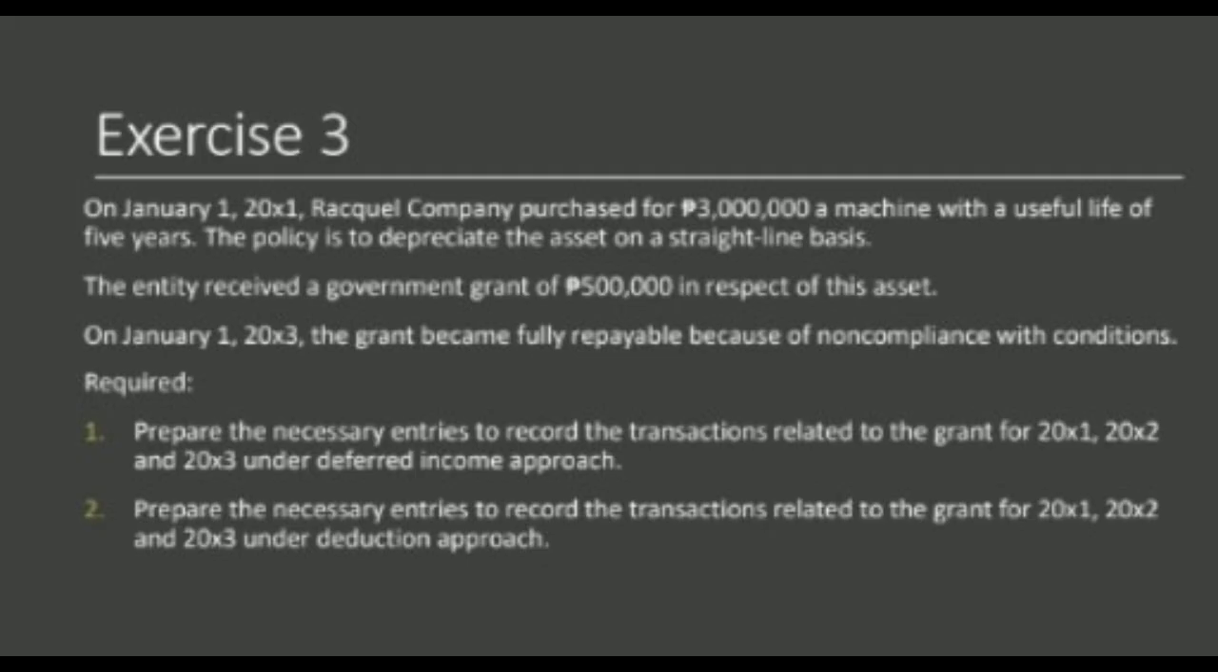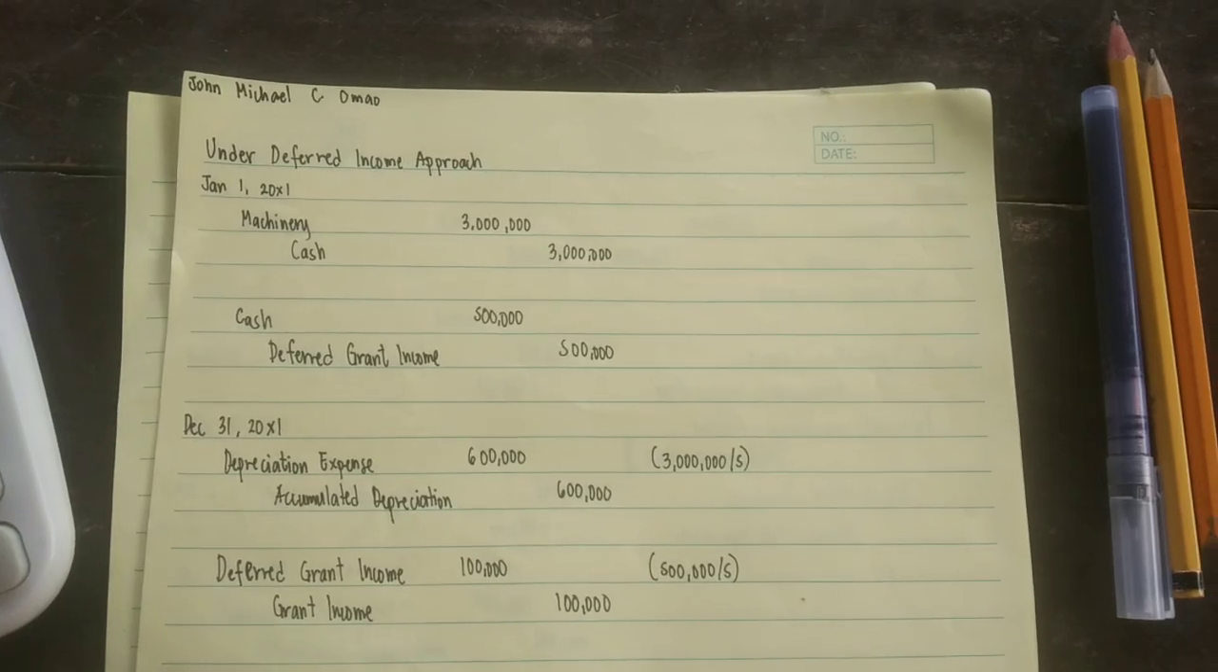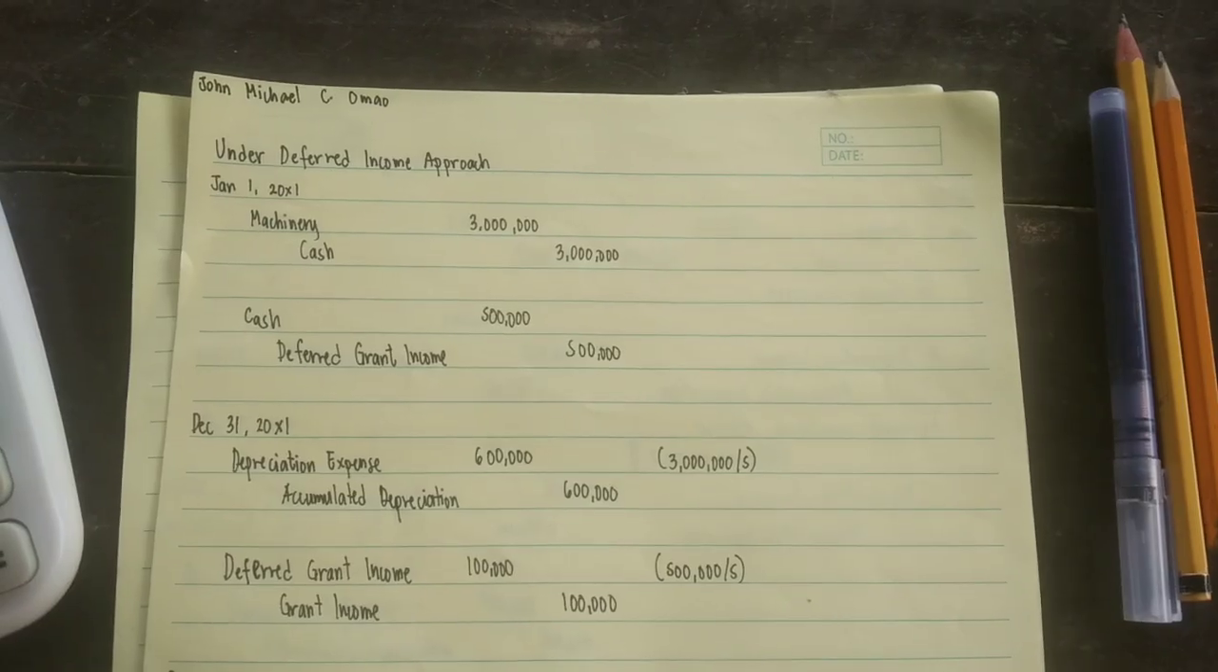The requirements are: first, prepare the necessary entries to record the transactions related to the grant for 20X1, 20X2, and 20X3 under the deferred income approach. Second, prepare the necessary entries to record the transactions related to the grant for 20X1, 20X2, 20X3 under the deduction approach. So let's do it. Now let's begin with the deferred income approach.